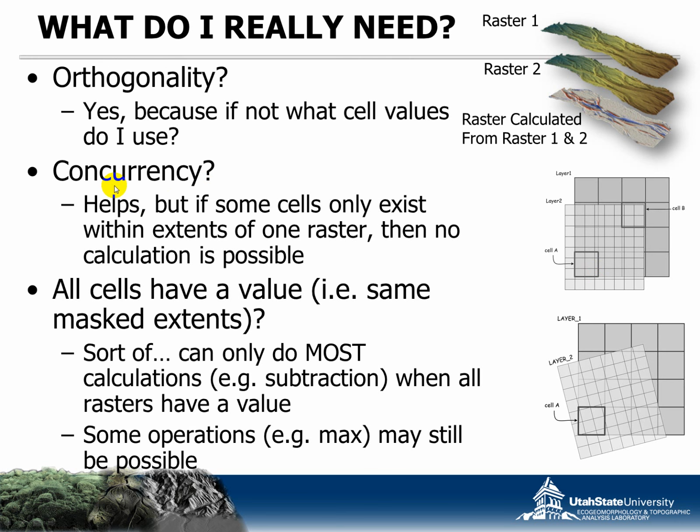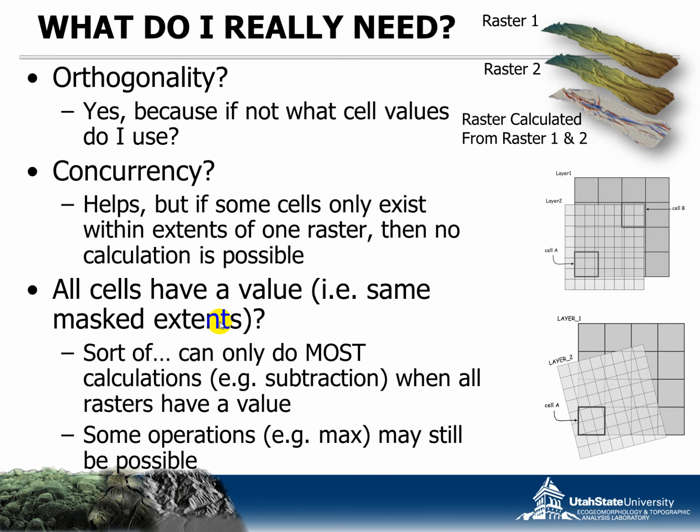We want concurrency. It helps, but in fact, if some of the cells don't exist because, let's say, I've got an orthogonal grid that's not concurrent, that just means I'm going to have different extents, and so there's no calculation possible outside the area where these grids don't intersect. So concurrency is nice, but it's not as fundamental as orthogonality.